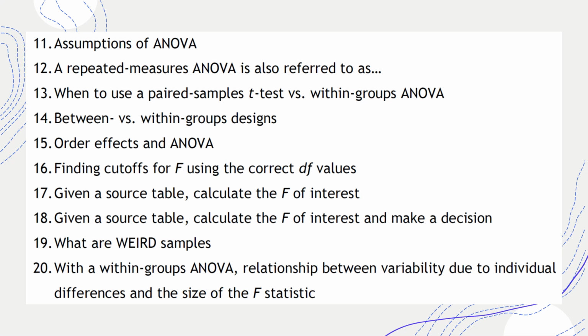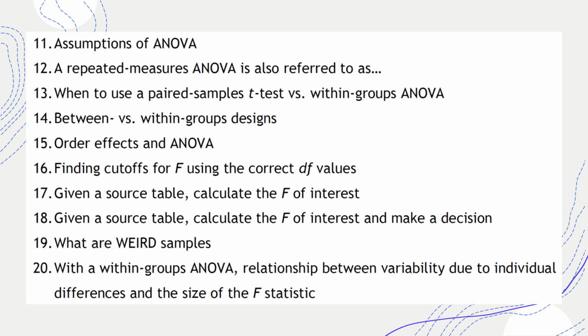16, finding cutoffs for F using the correct degrees of freedom values. By that, I was trying to emphasize the fact that with the within groups ANOVA, we have one additional line of information about the subject's source information. But the degrees of freedom associated with that, we can calculate an F, but it's not a meaningful F. So if you want to find the correct cutoff, you want to use the between groups degrees of freedom and the within groups degrees of freedom. You ignore subjects. The question basically gives you a listing of all of the degrees of freedom, and you need to make sure that you select the between groups and the within groups to take to the table. Otherwise, you'll end up with the wrong number. We don't like wrong numbers.